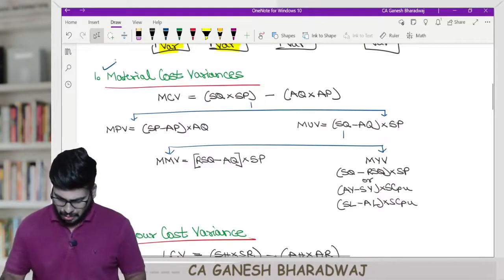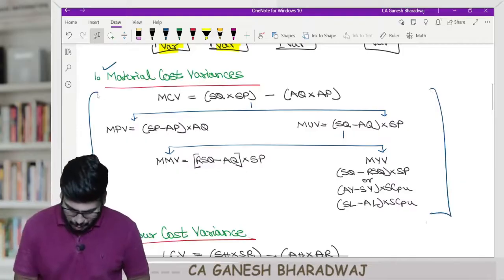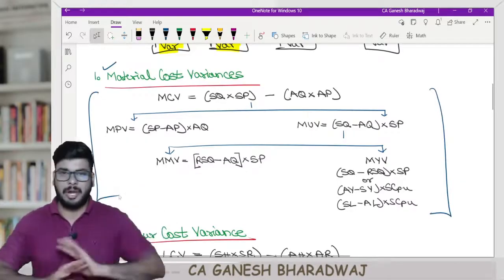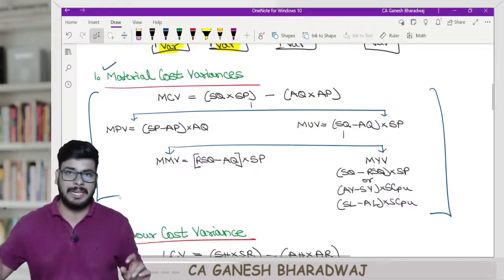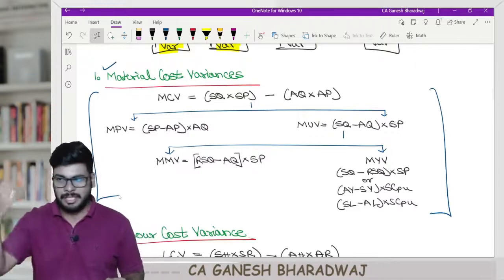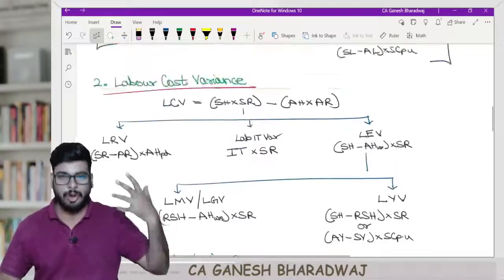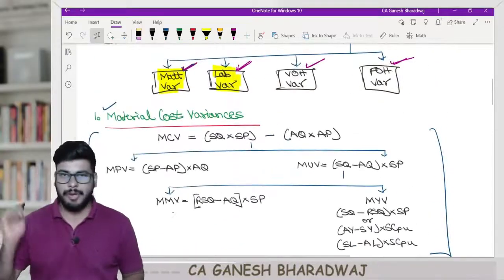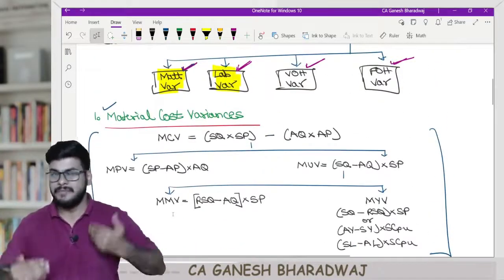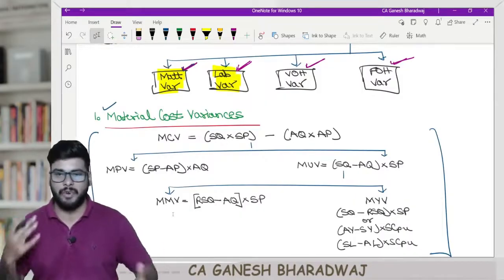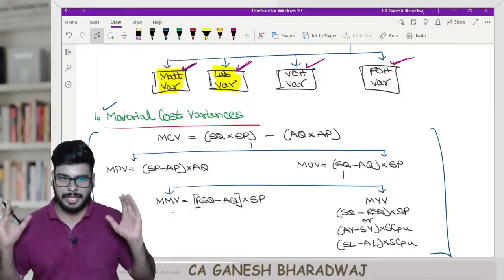Clear with this? Now, this entire chart, that's about it. You will be able to completely finish the material cost variances. First I will do all the formulas and all the concepts involved in this chapter, and as I told you, we will do one full comprehensive sum where we will apply all these formulas logically. Clear with this, guys?